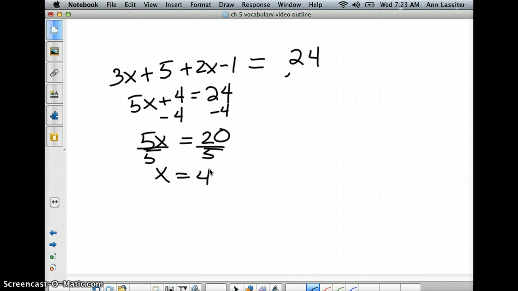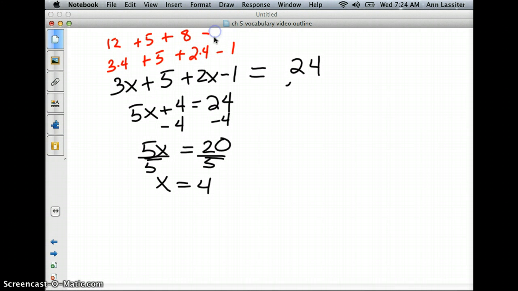The best part about algebra is that you can go and check your solution. I'm going to put this 4 in for x. So I do 3 times 4 plus 5 plus 2 times 4 minus 1. 3 times 4 is 12. I follow order of operations. Plus 5 plus 8 minus 1. 12 plus 5 is 17, plus 8 is 25, minus 1 is 24, and 24 equals 24. And I say, yay, it works, and I'm done.